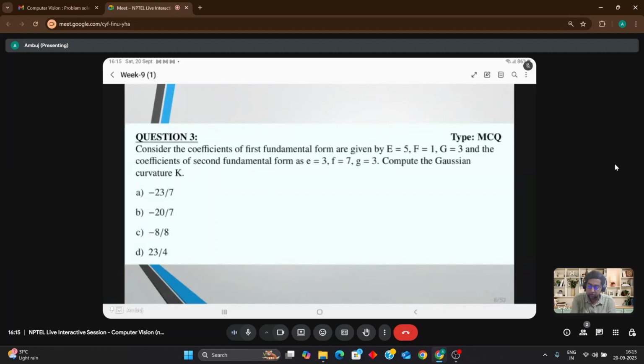Moving forward to the next question. Consider the coefficients of first fundamental form, which are given by E equal to 5, F equal to 1, G equal to 3. The coefficients of second fundamental form: small e equal to 3, f equal to 7, g equal to 3. Now I have to compute the Gaussian curvature. Let's try to.